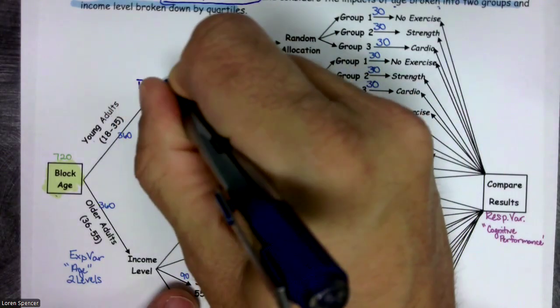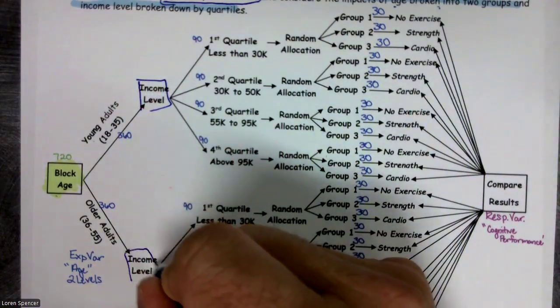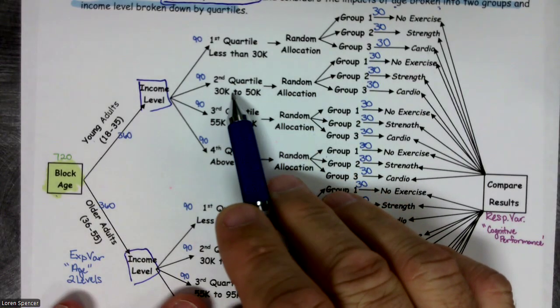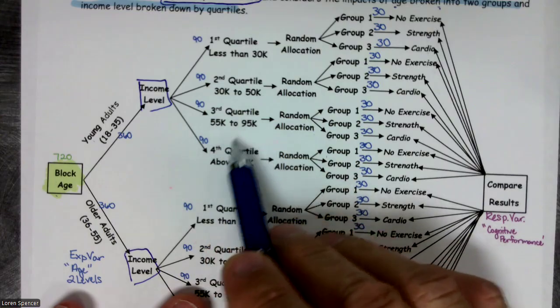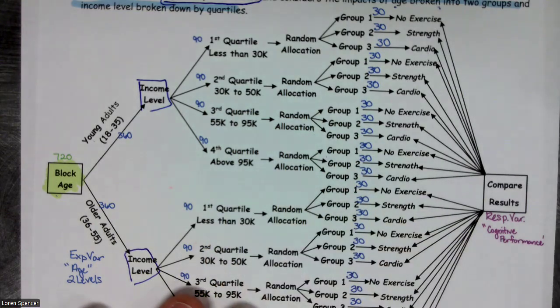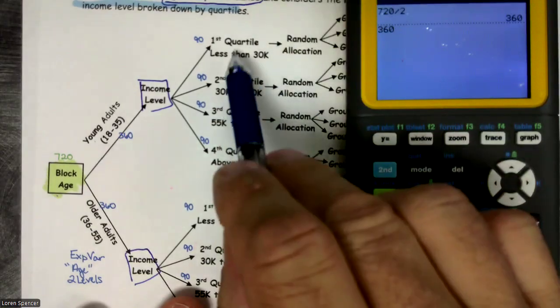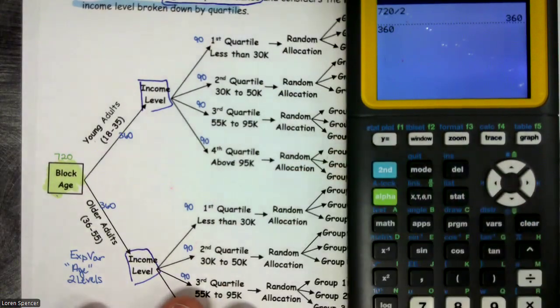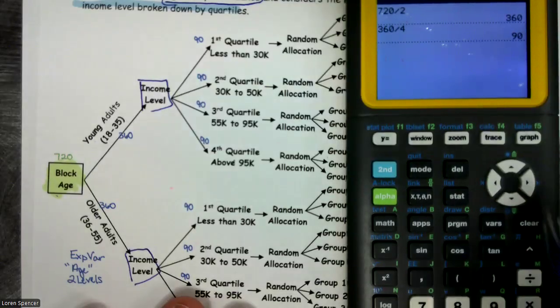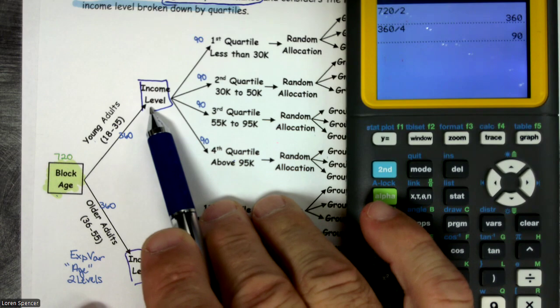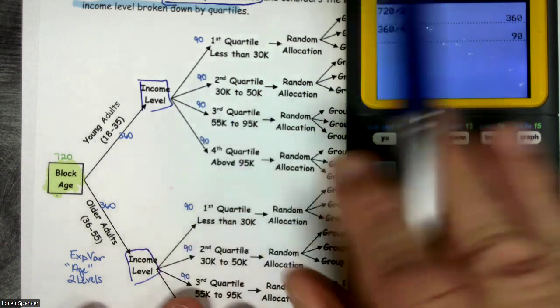Then we block again. This is another blocking variable: income level. Those that make less than 30,000, those that make between 30 and 55, 55 to 95, and those that make above 95. We have that 360, and you see the quartiles 1, 2, 3, 4. 360 divided by 4, and we ended up with 90 in each group.